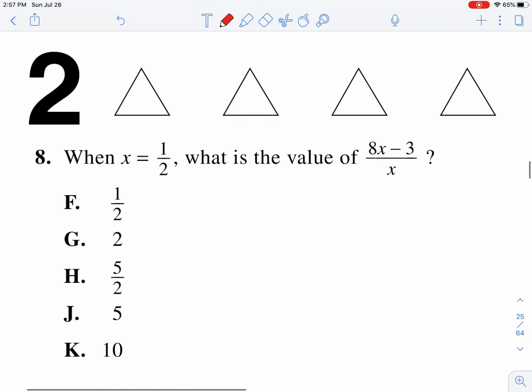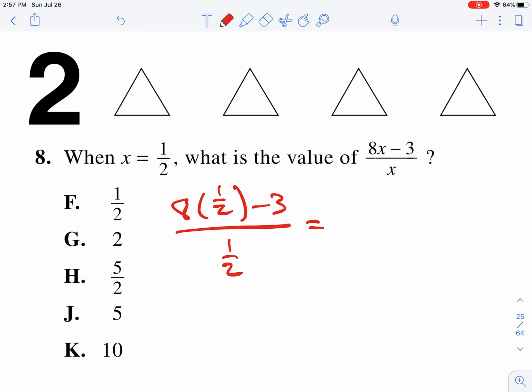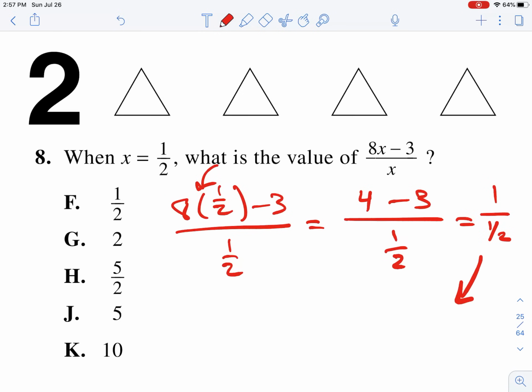All right, let's plug in x equals half and see what happens. I would simplify the numerator first, so you get 8 times half. Do that on your calculator, 8 times 0.5, which is 4. Then 4 minus 3 divided by half. Let's keep simplifying the numerator: 1 divided by half. If you don't know what that is, it's 2, but to simplify it you could do 1 divided by 0.5 on your calculator, and you get 2.